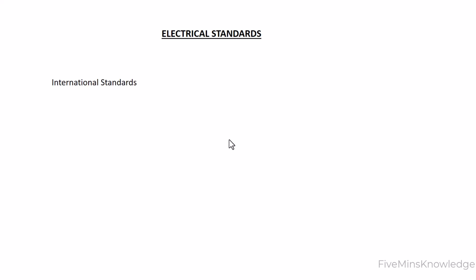Basically, we have five standards. One is international standards, then American standards, then comes British standards, European standards, and if you are from India, then you have to follow the Indian standards. So in any industry, a situation may come where you have to follow all these standards. That's why you have to have basic ideas about these standards. So we will now discuss these standards one by one.